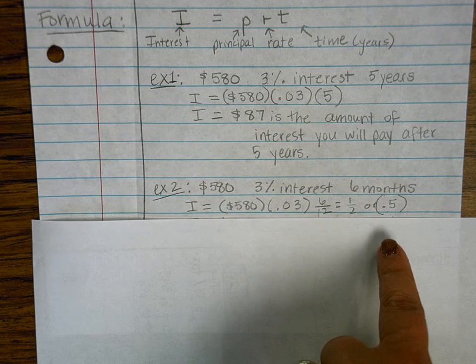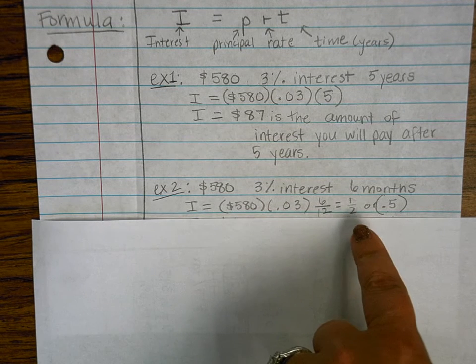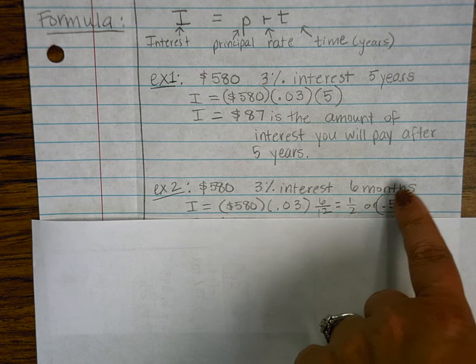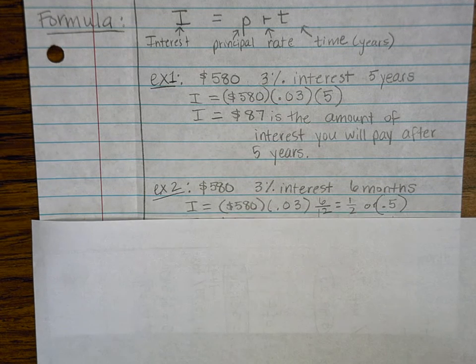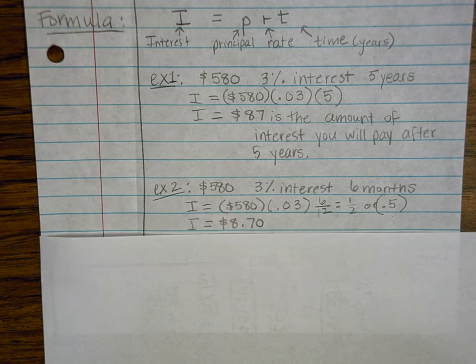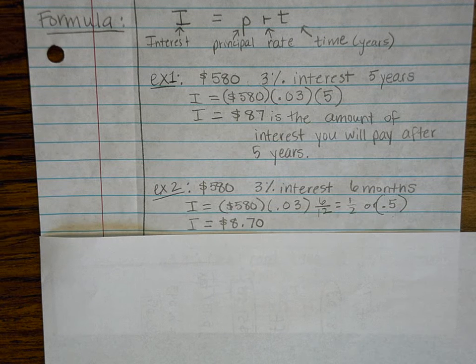That's 0.5. So instead of multiplying by 6, like some people will do on the test and make a big error, you have to remember months. You got to change that to years, and that's half a year. And that works out to $8.70. So if you pay that back in 6 months, you're going to only end up paying $8.70 instead of $87.